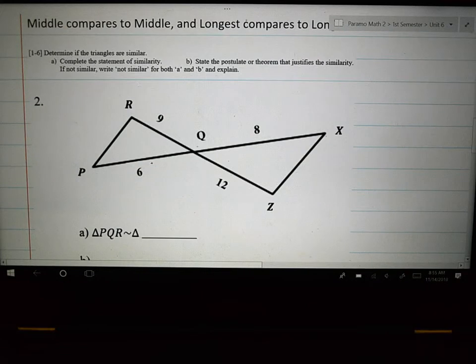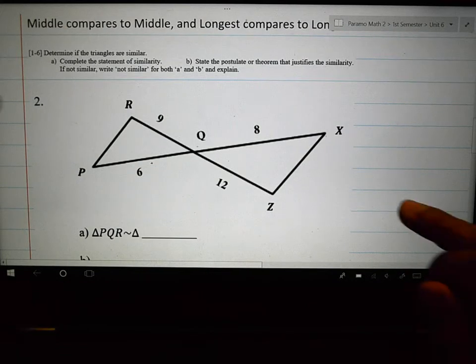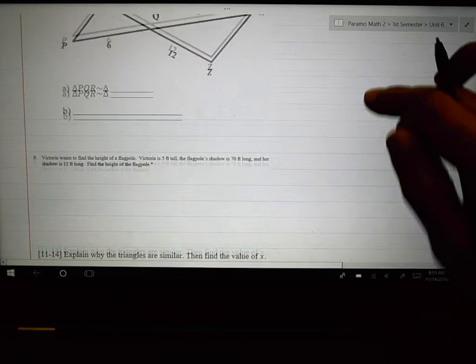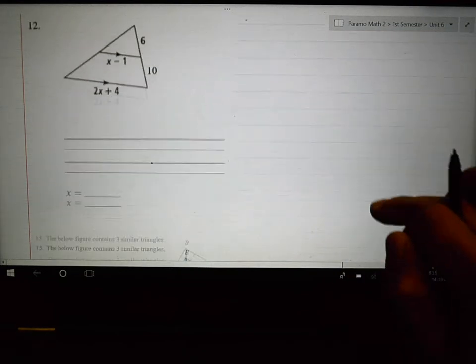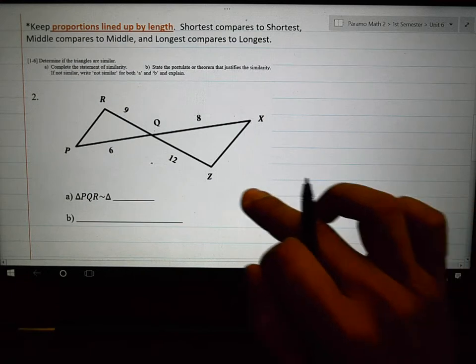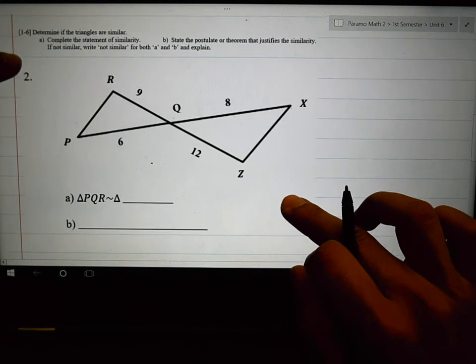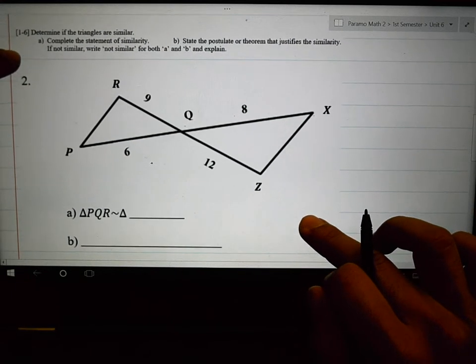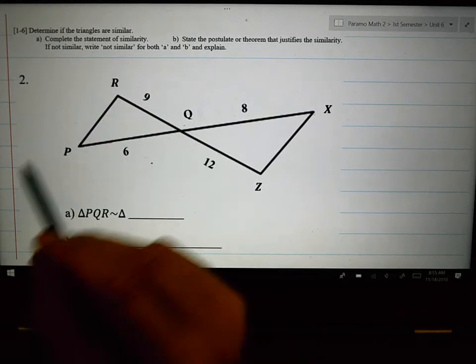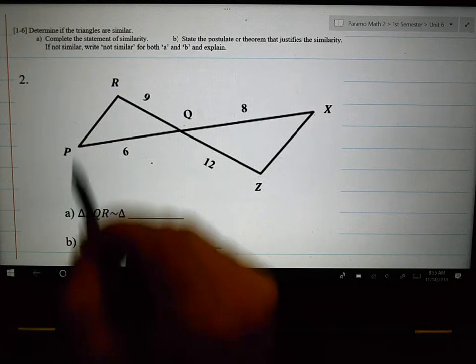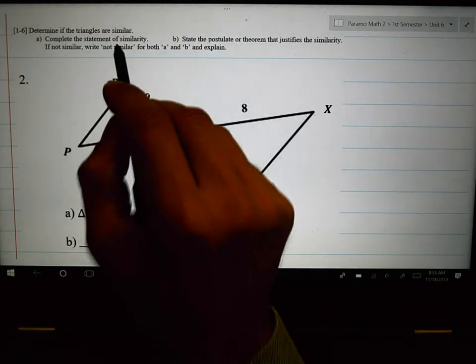So now that you have your worksheet in front of you, let's do some examples together. I have chosen number 2, number 9, 12, and 15. 4 examples we can do together. Number 2 says, determine if the triangles are similar. If they're similar, write a statement of similarity.